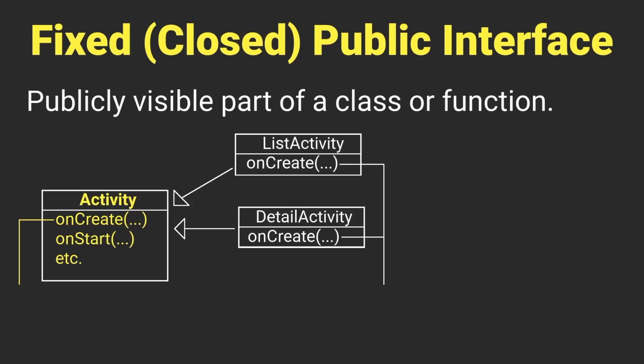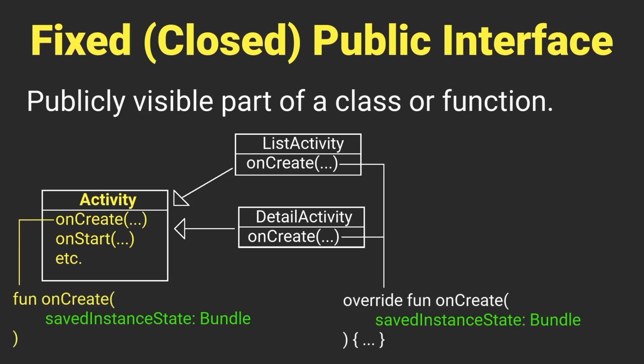Since this is an Android tutorial, let us take the example of the activity class. An activity fits my requirement of being commonly reused and expected to change over time, so it is a perfect case to think about the OCP. Every subclass of activity must include the onCreate function, which is a part of the public interface which it makes available to classes which reference it. The reason why we want this public interface not to change is very simple.